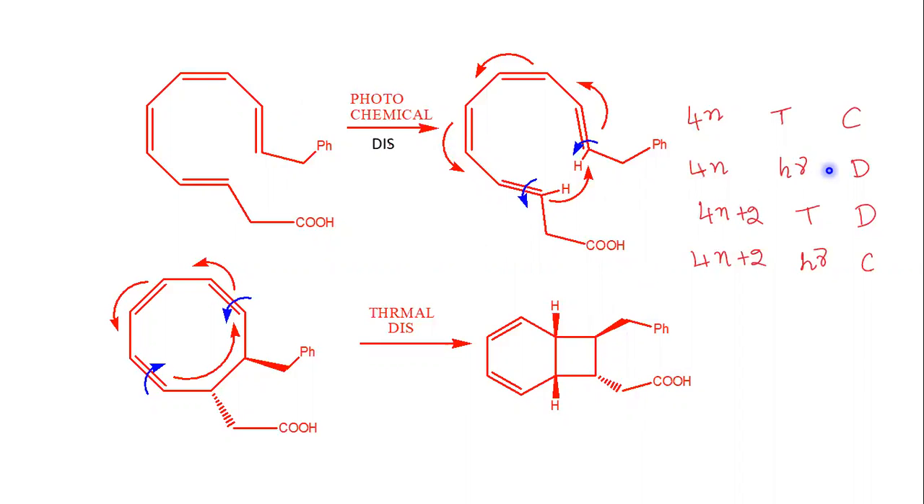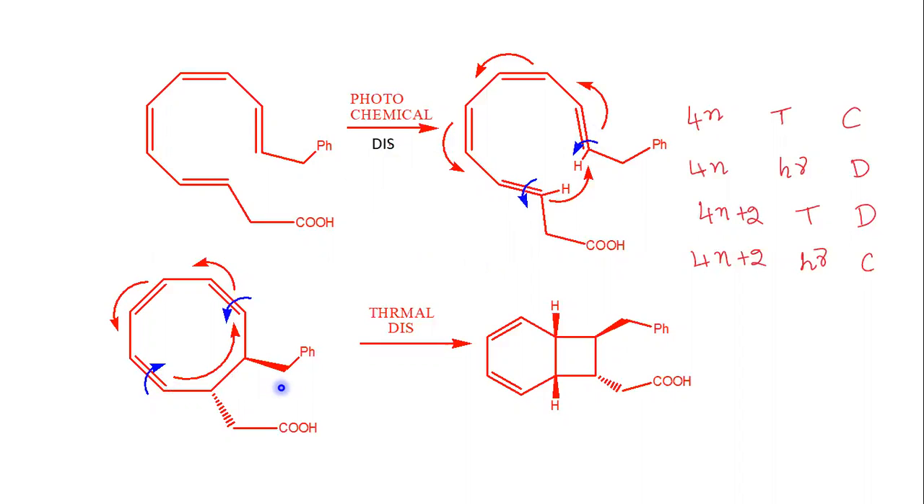What is allowed here, we would follow the 4n photochemical conrotation. When you do photochemical conrotation, you will end up getting this product here. This is the conrotation symbol shown here. These arrows marked in blue represent the conrotation. Then the electron reorganization would give you this product.